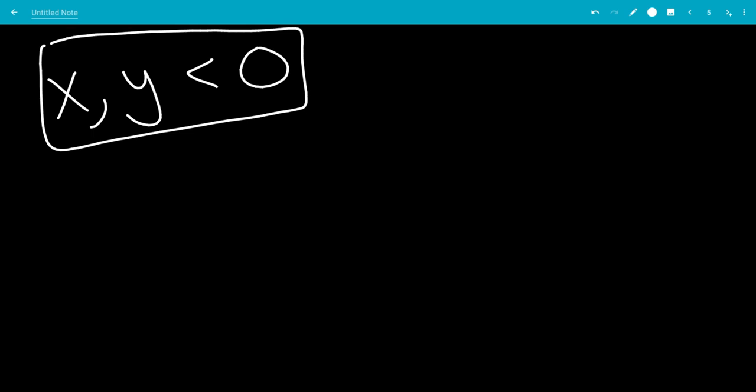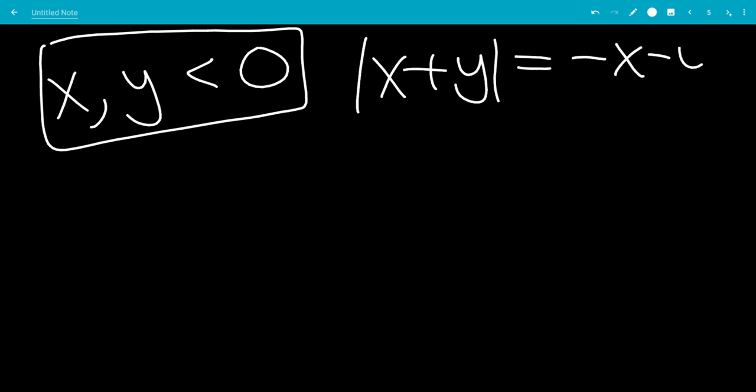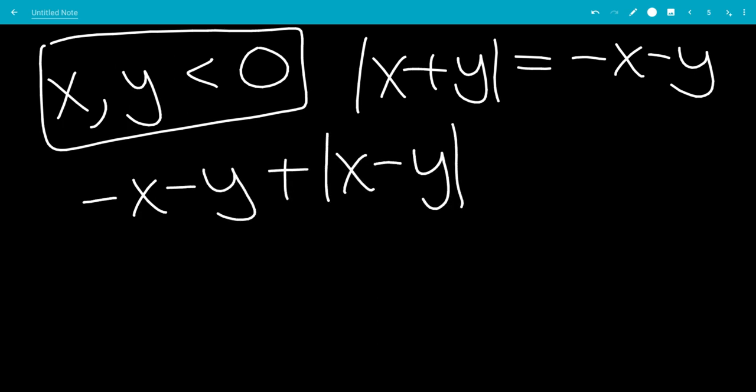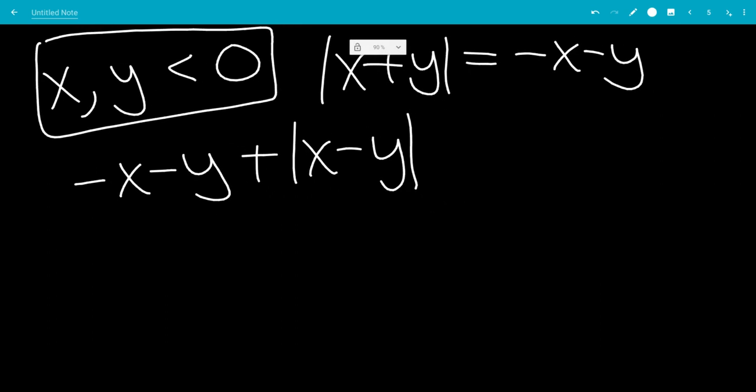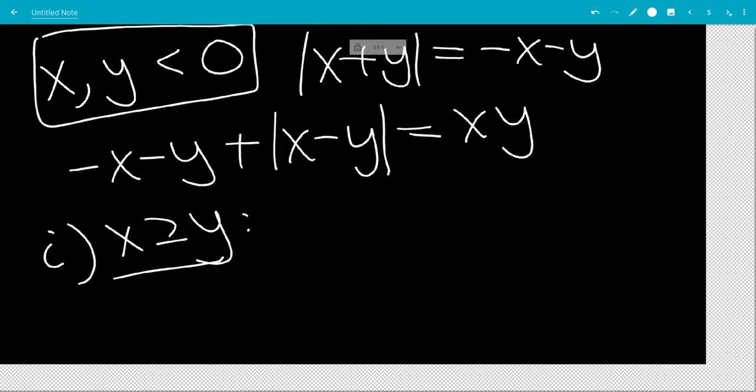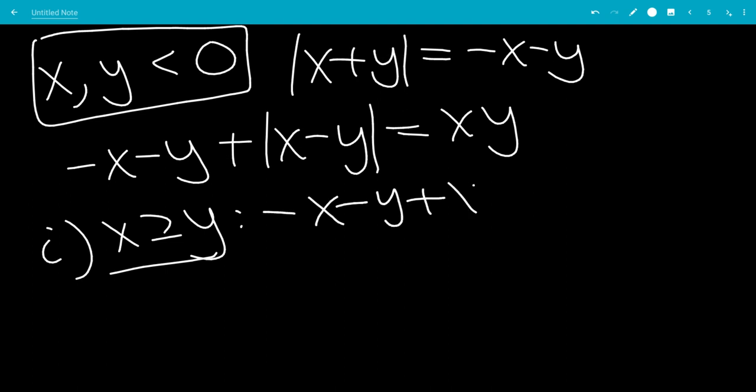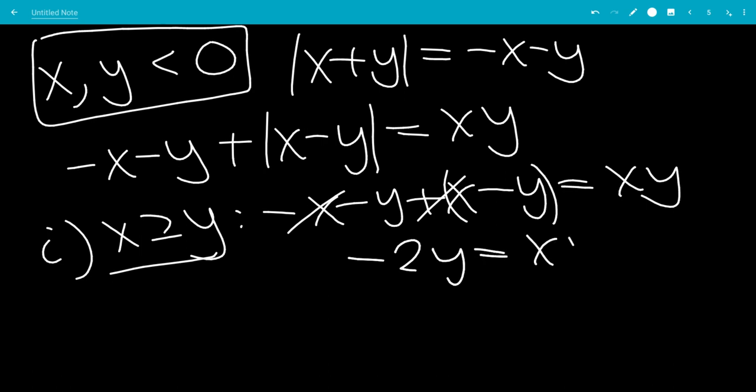Now let's look at the other case where x and y are both less than 0. If you add up x and y, the inside of the absolute value will be negative, so the absolute value of x plus y will be negative x minus y. So we have negative x minus y plus the absolute value of x minus y, and we still don't know if x is bigger than or equal to y, so we have extra subcases. That's equal to xy. Our first subcase is x bigger than or equal to y. This will be negative x minus y plus x minus y equals xy. Things will cancel, leaving us with negative 2y equals xy.